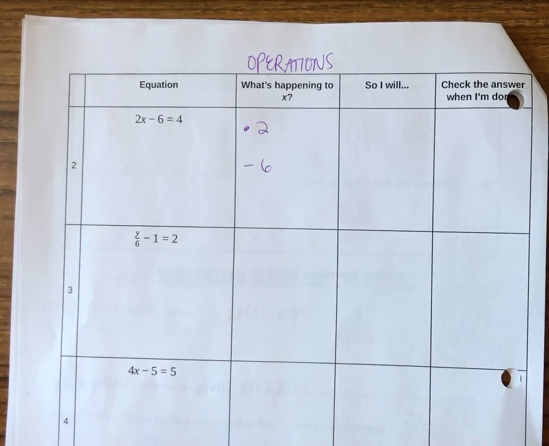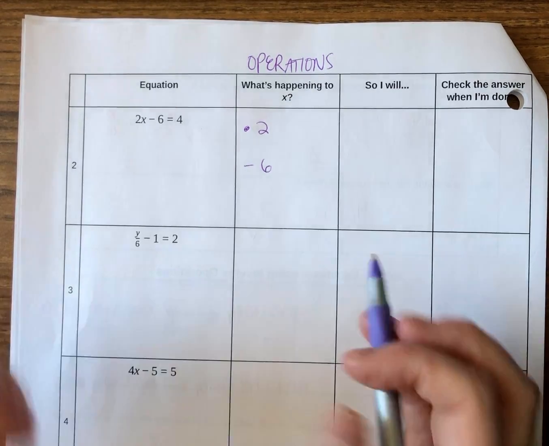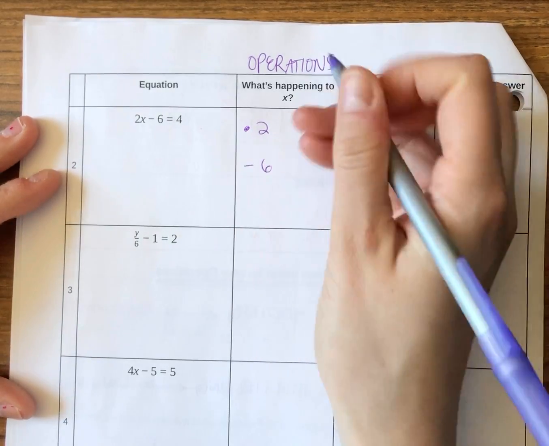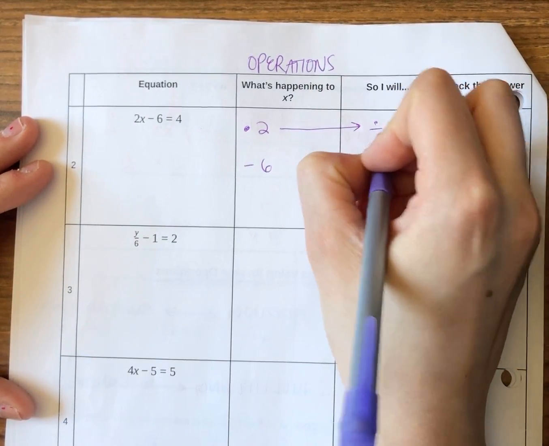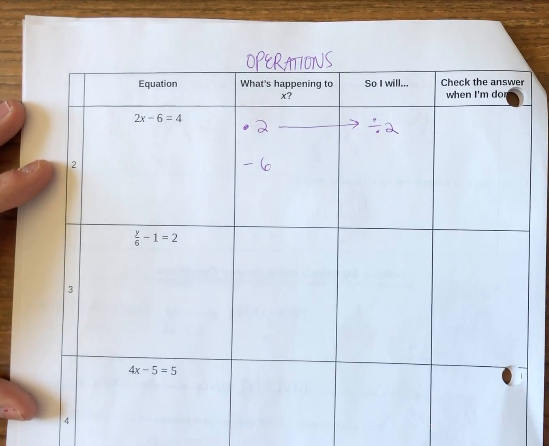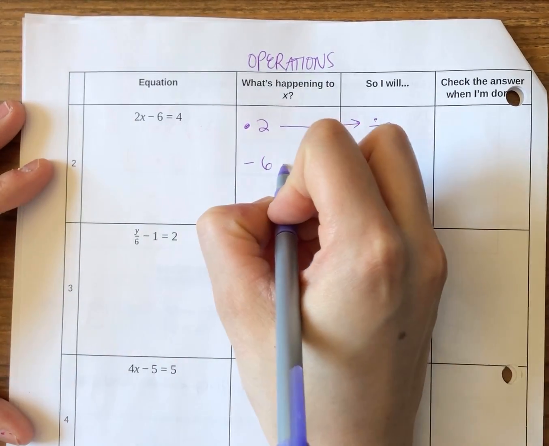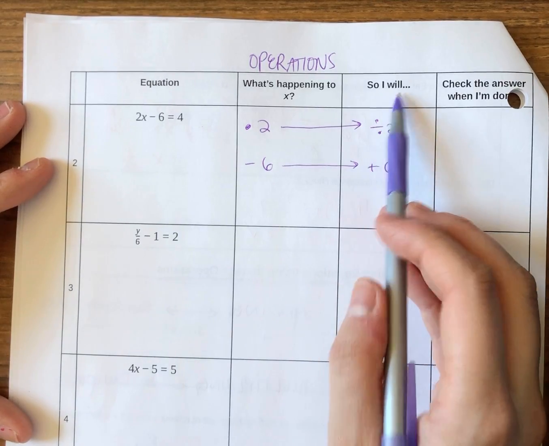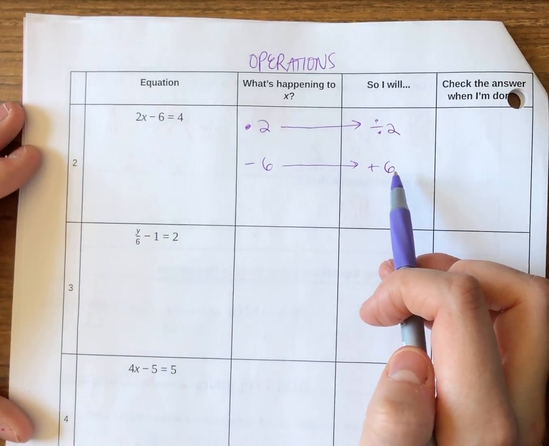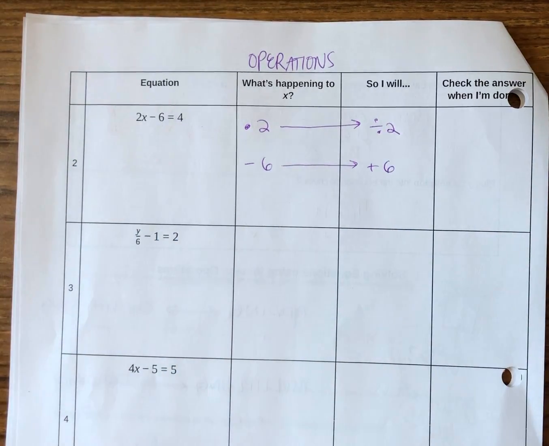In the last video, we talked about how we'll use the inverse operations to undo those. So the inverse of multiplying by 2 is dividing by 2. And the inverse of subtracting 6 is adding 6. So in my problem to solve, I will do those two things. But I need to think about the order I'm going to do them in.